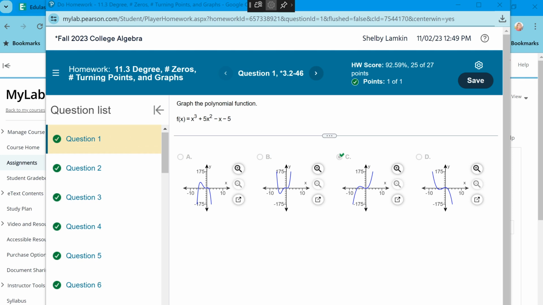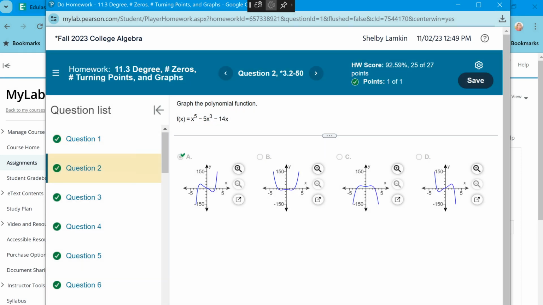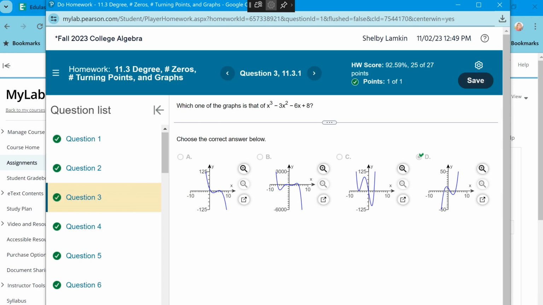First question, put this in your calculator, pay attention to your window, and remember that polynomials of degree 3 are going to have 2 turning points. Question 2, put this in your calculator. Pay attention to your window. You should be able to find your answer there. 3, same thing.